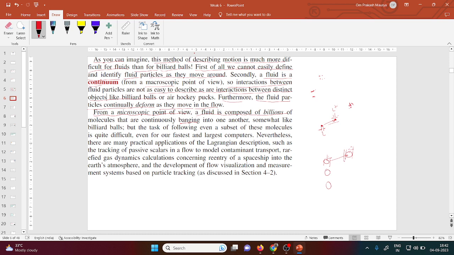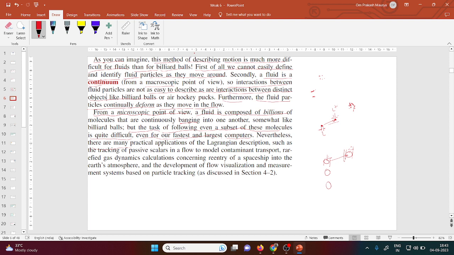Fluid particles collide, fluid molecules collide. So this is what happens in the case of a fluid. But the task of following even a subset of the molecules is quite difficult, even for our fastest and largest computers. You cannot follow the fluid particles using a computer either. Nevertheless, there are many practical applications.